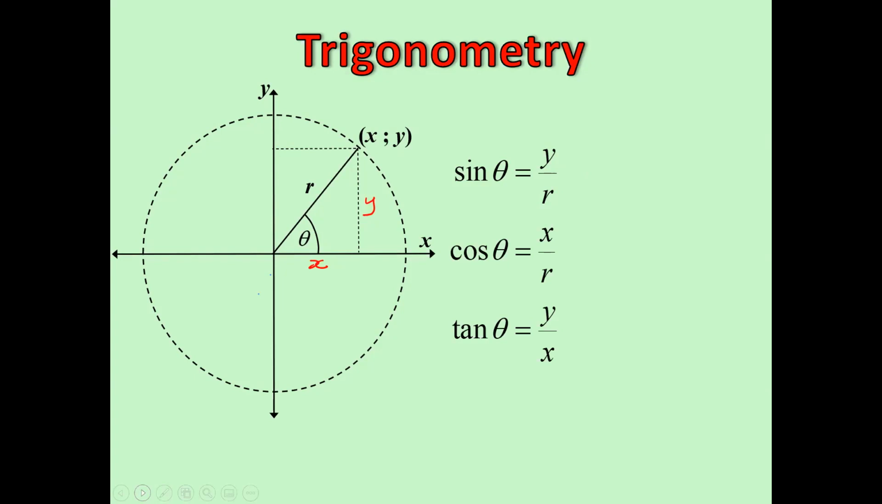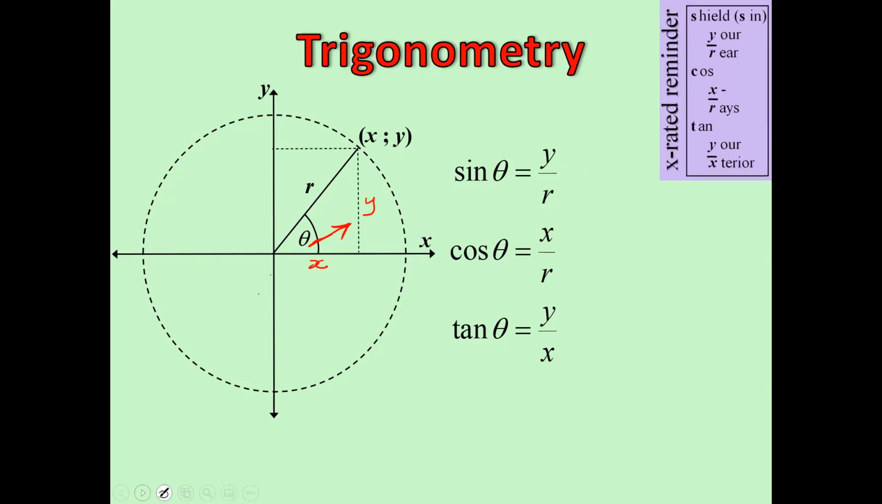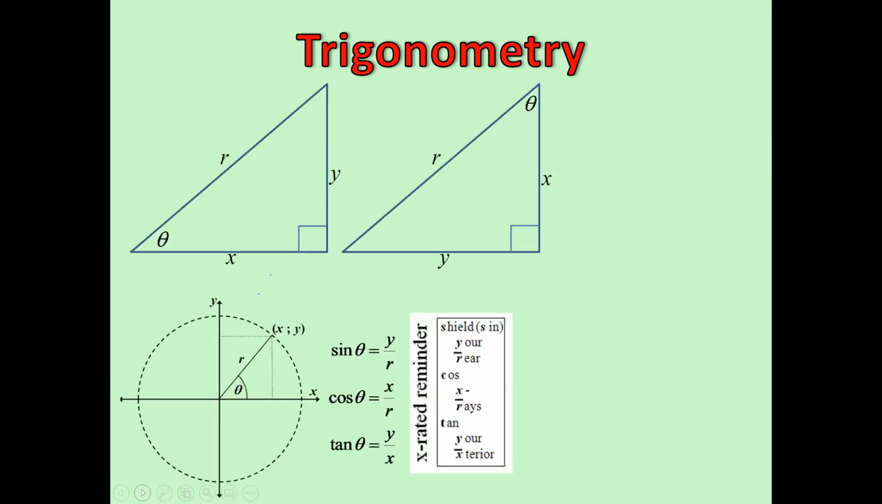Now, there's no such thing as just sine, cos, and tan. It's sine of an angle, so I must say sine theta, because we're looking from this angle here. So that's our basic definitions: sine, cos, and tan. And there is a mnemonic that you would have learned to remember that: Shield your rear, cos x rays, tan your exterior, which means S for sine, y over r, C for cos, x over r, T for tan, y over x. It's not necessary to remember the mnemonic, but it does help when you're confused.